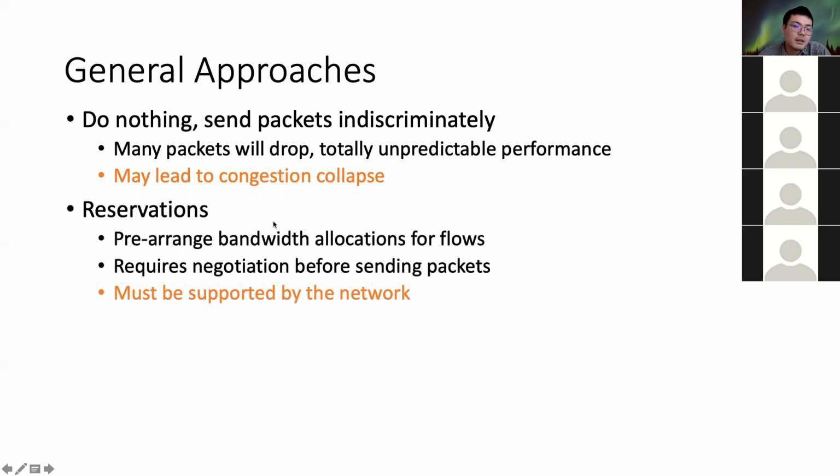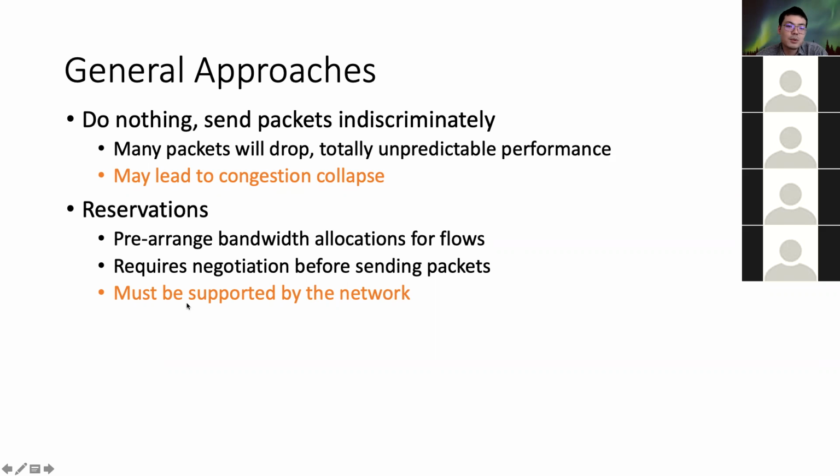A better solution could be a little bit more complicated. We will see some solutions in the next set of slides. The router can help the transport layer reserve some bandwidth, but this is very complicated. We call it reservations. We can pre-arrange bandwidth allocations for flows, saying this flow uses how much of the link bandwidth, that one uses how much. But this requires negotiation before you send packets. And if your router doesn't support that, because we are in the transport layer, your routers are in the network layer.